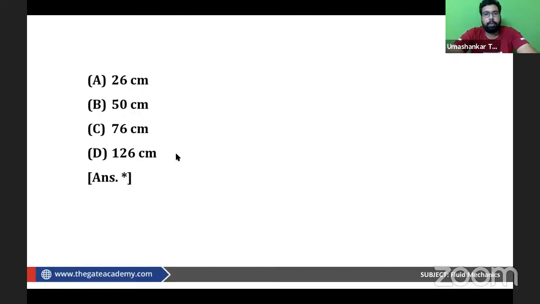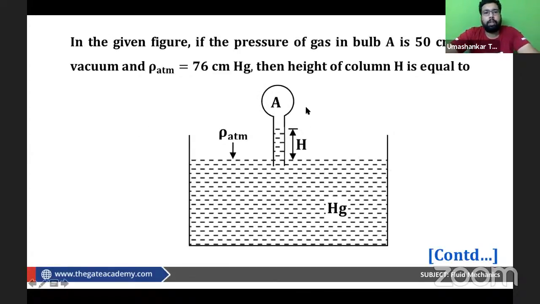So, what are the options? So, very simple question it is basically. No need of any calculation even. So, first of all, can you guys tell me, the pressure inside this pipe or bulb, what they are calling it, is vacuum or not? So by observation, we can say that the pressure inside it is vacuum. Yes or no? So this is a simple piezometer.